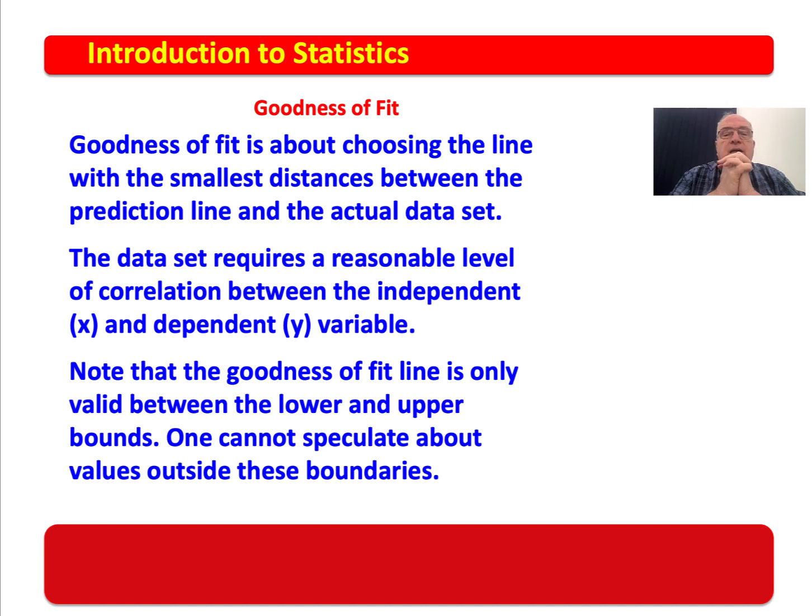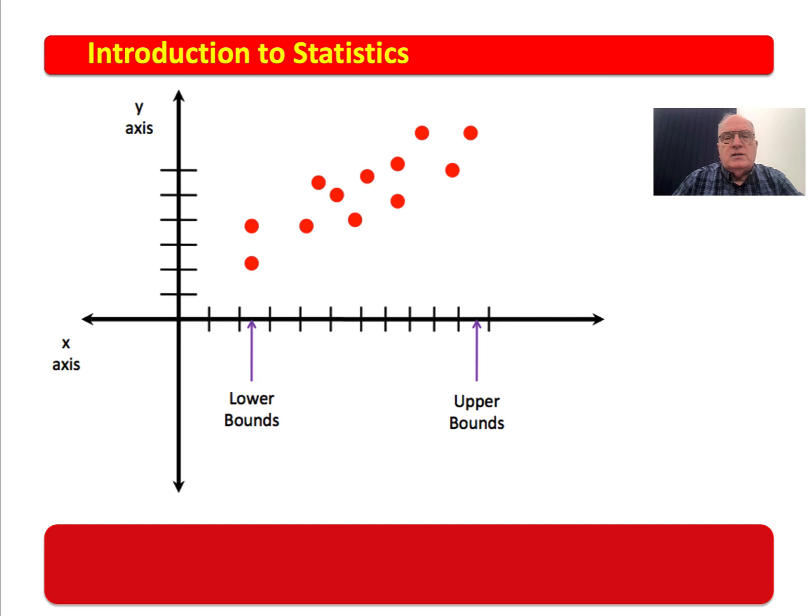Now, the goodness of fit is about choosing the line with the smallest distances between the prediction line and the actual data set. The data set requires a reasonable level of correlation between the independent and dependent variables. In other words, a correlation means they have a relationship. If they have no relationship, then the linear function or linear regression is meaningless. Note that the goodness of fit line is only valid between the lower and the upper bounds. One cannot speculate about values outside these boundaries.